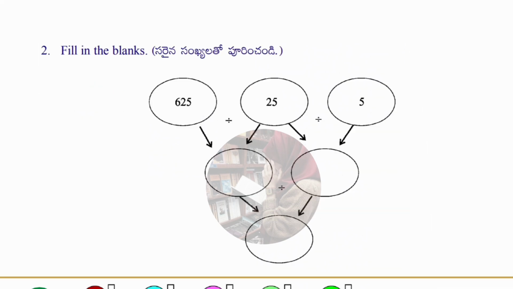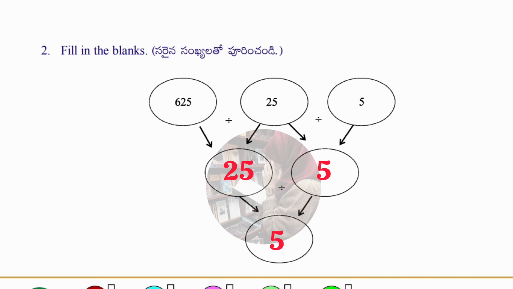Okay, let's see the second one, which is fill in the blanks. Three numbers are given. Firstly we have to do the division for 625 and 25, which is 25. Then we have to do the division for 25 and 5, which is 5. Lastly we have to do the division for 25 and 5, meaning 25 divided by 5. So our answer is 5. In this way you have to do it.